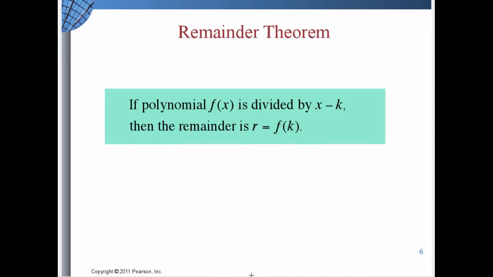So we have this thing called the remainder theorem. If polynomial f of x is divided by x minus k, then the remainder is r equals f at k, meaning the value of the original polynomial evaluated at k is the remainder.